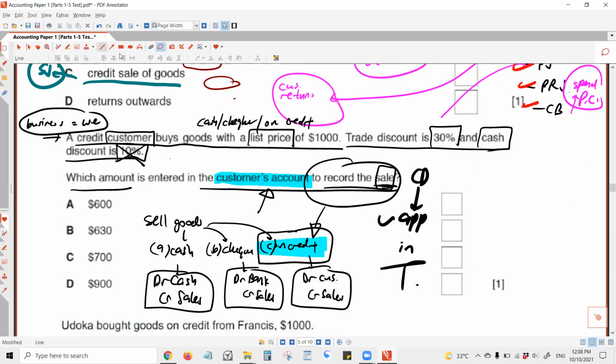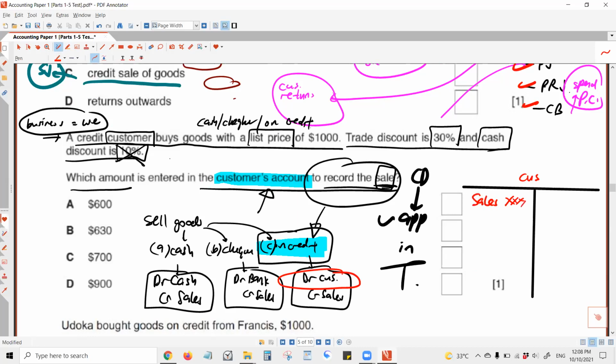Okay, how do you record? You will debit customer and credit sales, right? So in the customer's account, you will write a figure here. Then you write sales here. Now, question is, what amount should appear here? How much would customer owe to us? It is 1000 times 70%. Why times 70%? Because I have to deduct the 30%. So answer is 700. Answer is C. Because that's the amount customer would owe to us.